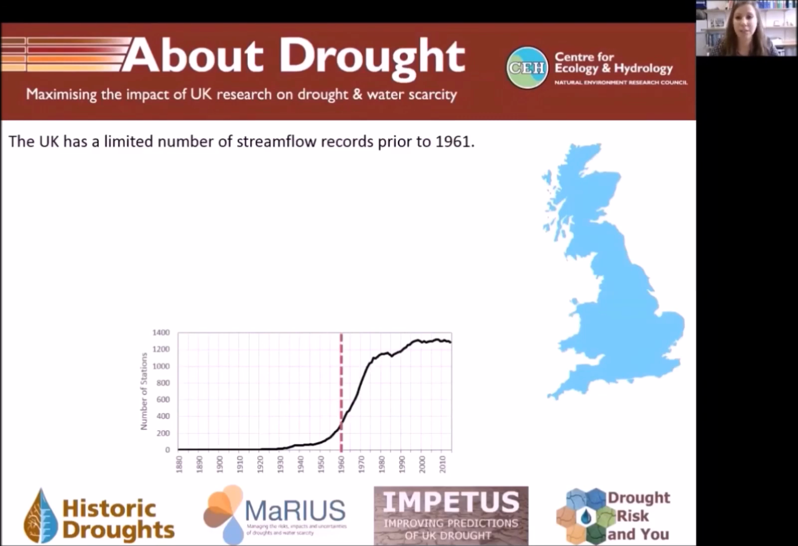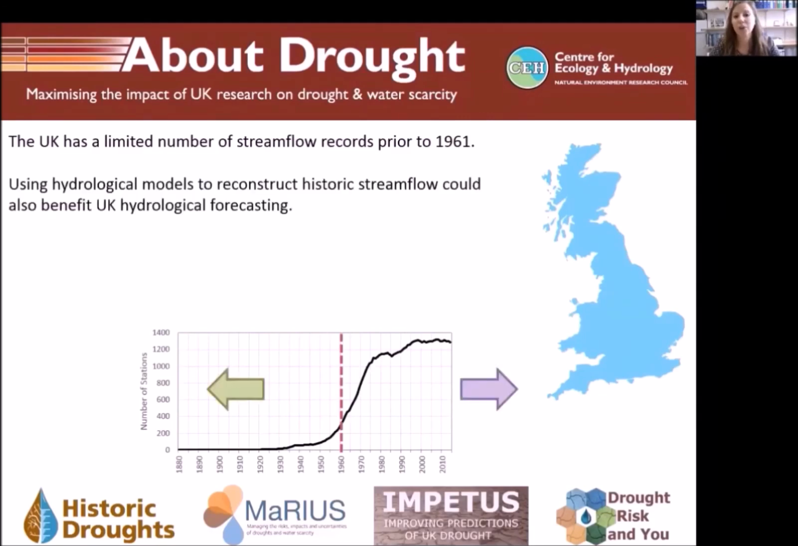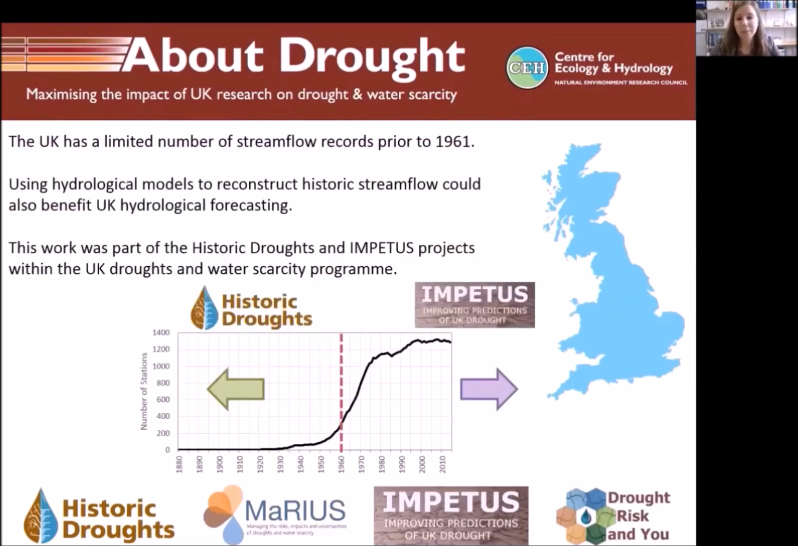So what this research has been looking at is using hydrological models to reconstruct historic streamflow, and we've also been hoping that this will benefit UK hydrological forecasting. This work has been part of two of the UK Droughts and Water Scarcity Programme projects. The historic part of it is the Historic Droughts project, and the forecasting part of it is from the Impetus project.